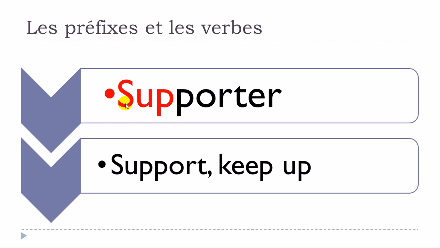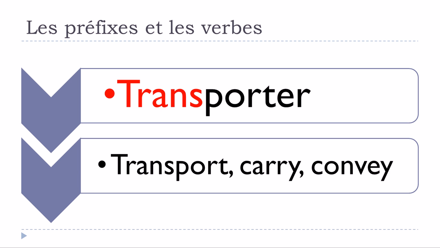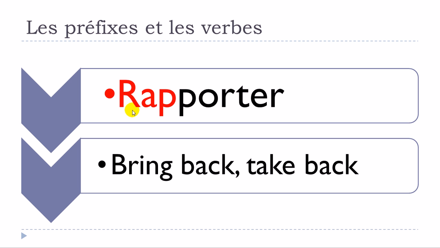You can also add this SUP in front of porter, supporter. You don't really pronounce the double P here. Or then it's possible to add this TRANS, transporter. You can also use this RAP, rapporter. So same thing here, you don't pronounce the double P. Rapporter.